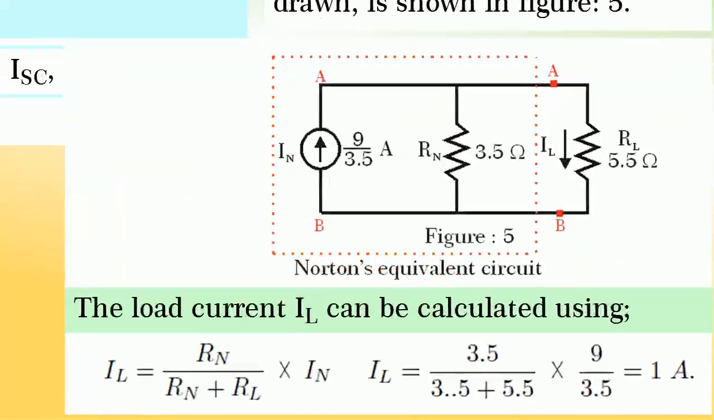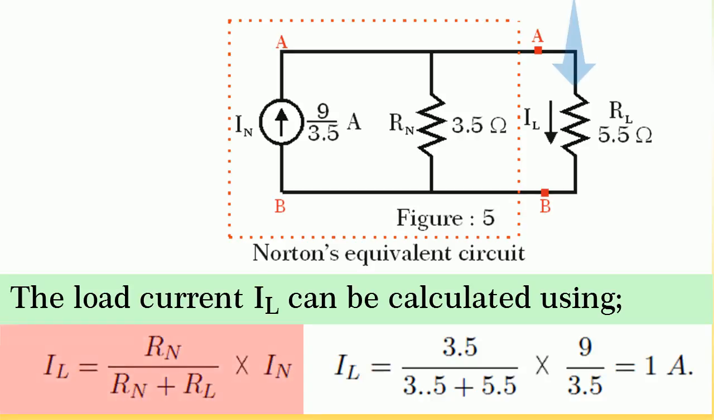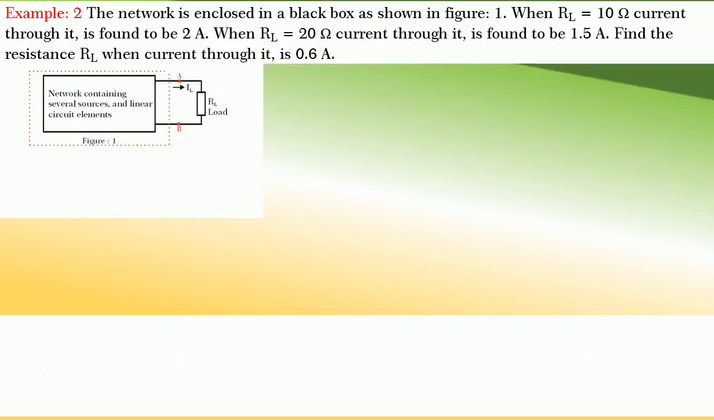Now, knowing In and Rn, the Norton's equivalent circuit drawn is shown in figure 5, and IL is equal to Rn divided by Rn plus RL into In, and by substituting the values, we get IL is equal to 1 ampere. Friends, let us take another very interesting problem.